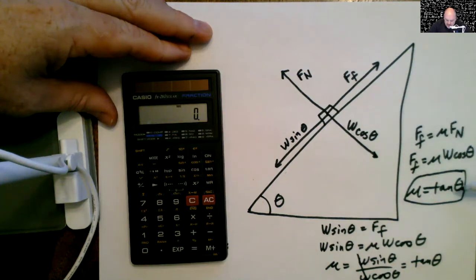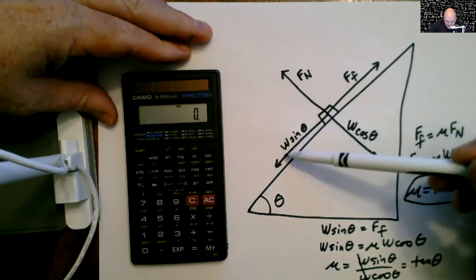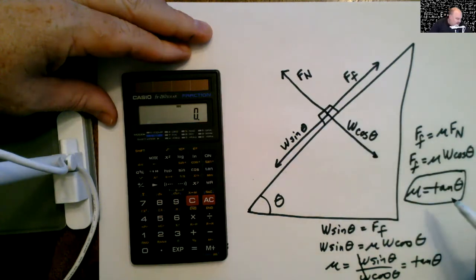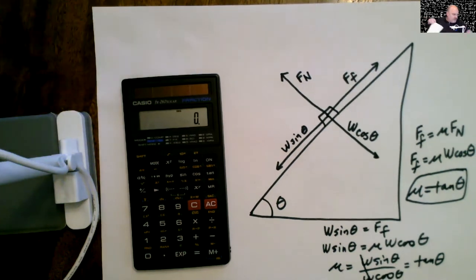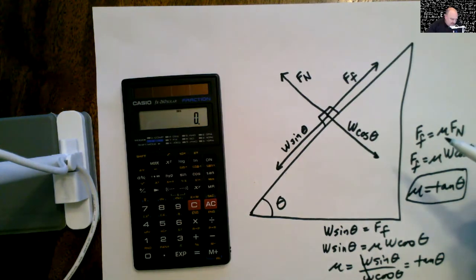So you can't just always take the tangent of the angle to get mu. You can only take tangent of the angle to get mu if the object is actually going down the inclined plane at a constant rate. So that's the answer to question number 1 for the inquiry questions. That's how you would determine mu. So in this inquiry, we figured out the angle at which the object was going down at constant velocity, and then all we had to do is take tangent of that angle, and we had mu for that problem.